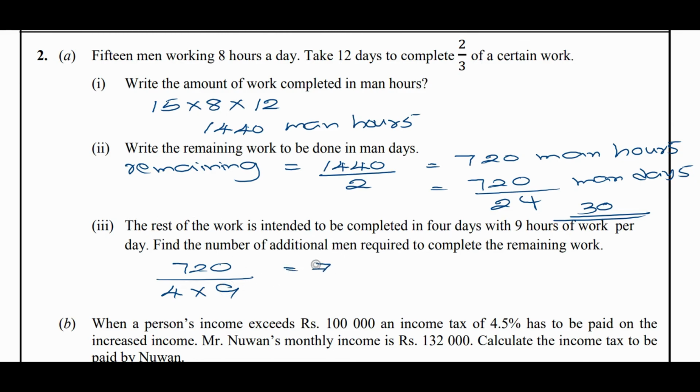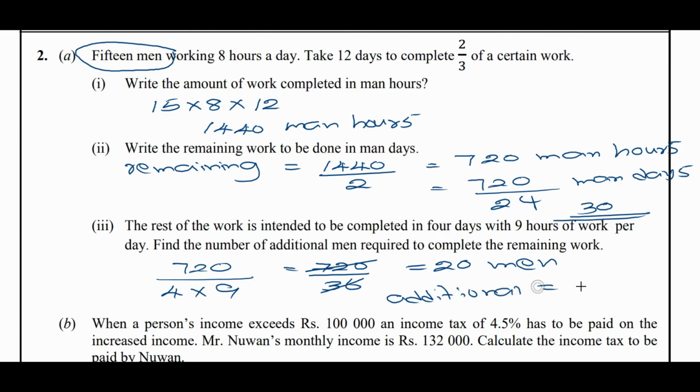720 divided by 36. It's very easy. We will have 20 men, but we are asked to find the number of additional men required. From the beginning of the question, we have mentioned 15 men working. Therefore, the additional men should be 20 minus 15 equals 5 men.